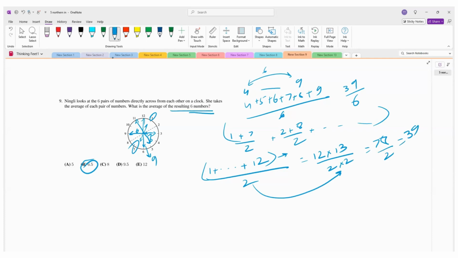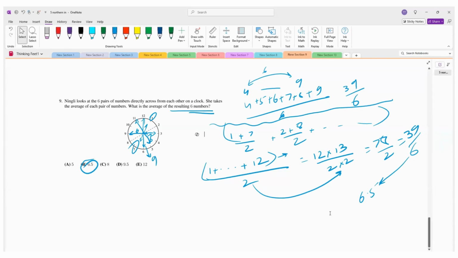And then because it results in 6 numbers, I need to divide that by 6, and I'm going to get 6.5, right? So this approach is maybe a tad bit faster, but again, the initial approach that we took is not terribly long either, right? Maybe the first approach can be done in maybe 20 seconds to 30 seconds. This one maybe 15 to 20 seconds, something like that.